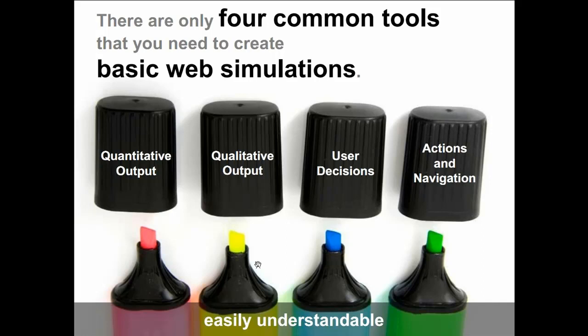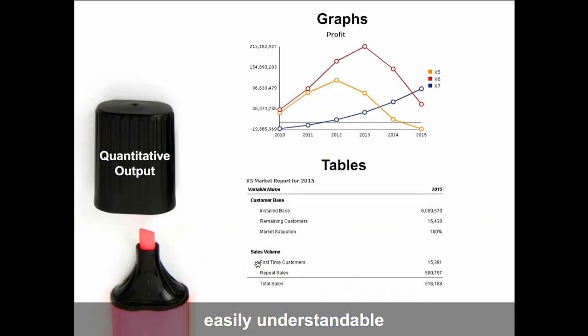One way of categorizing them that I think sums up some of the material, especially what Billy has been going through with you over the last 3 weeks or so, is things that produce quantitative output, things that produce qualitative output, user decisions, and actions and navigation. So I just want to cover those in general, and maybe remind you of some of the things that Billy has discussed with you earlier.